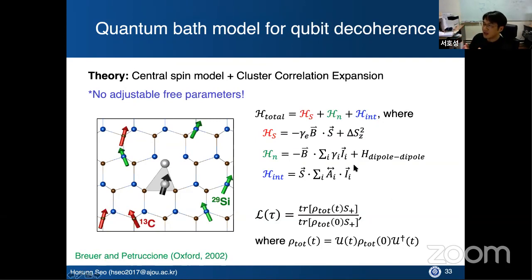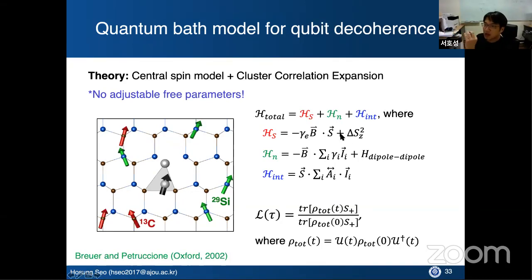Okay, then we can set up our model. This is my environmental degrees of freedom, the nuclear spins. So nuclear spins are everywhere, and then I have the NV center in the center. Because these nuclear spins are coupled to the NV center, whatever magnetic noise is generated by the nuclear spin dynamics can destroy the NV center coherence. So this is what we are modeling.